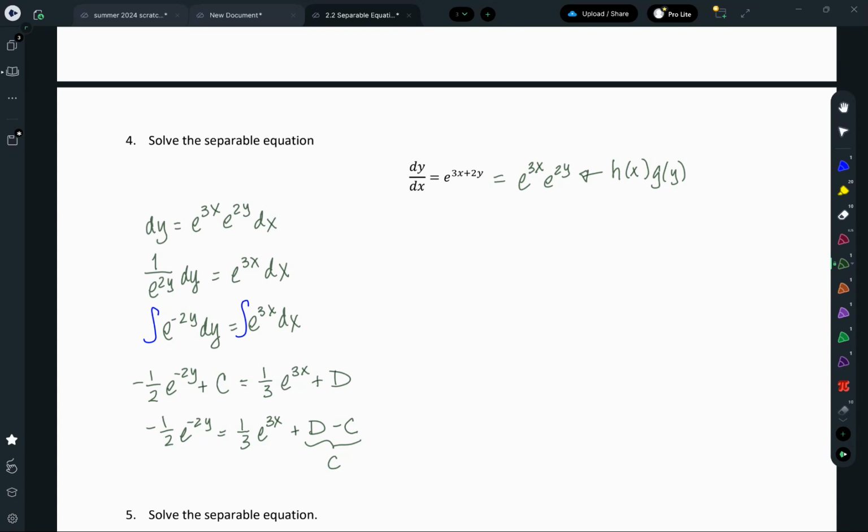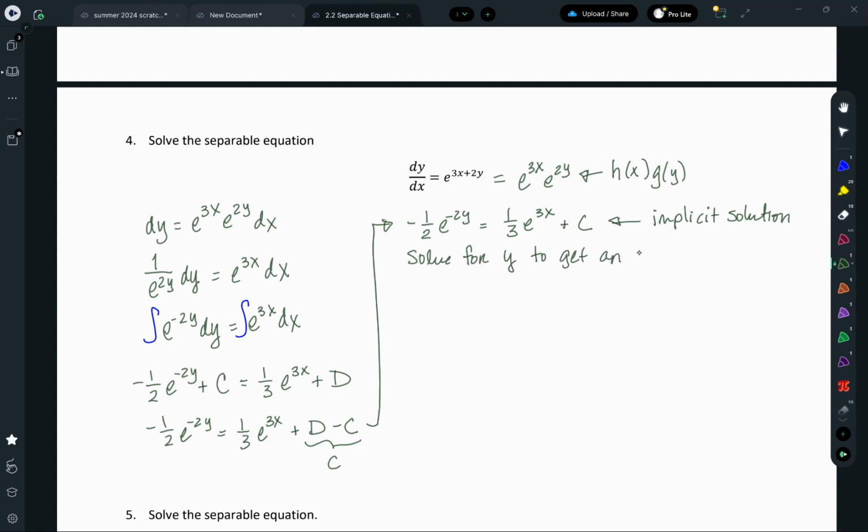Okay, now we need to solve, let me rewrite this one more time. I have negative 1/2 e to the minus 2y is equal to 1/3 e to the 3x plus c. This right here would be an implicit solution because we have not solved for y. And if WebAssign is asking you for an explicit solution, then we have to solve for y to get an explicit solution. I just want to go over that because this is all brand new.